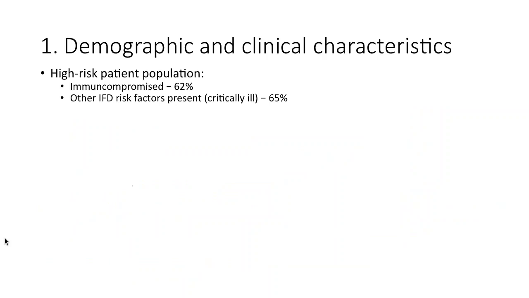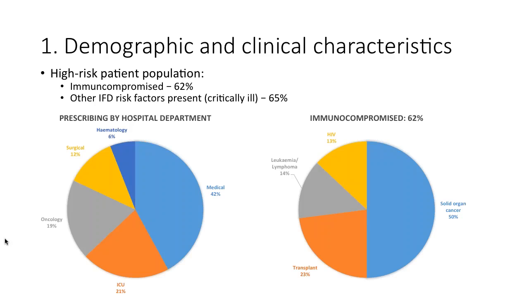So looking at the results, they looked at demographics and clinical characteristics. They were a high-risk patient population in general, and the majority of the patients had at least one risk factor present; they were basically critically ill. Looking at hospital departments, medical departments were clear users of antifungals, and it wasn't clear how they defined what medical units were included in that. Was it infectious diseases, transplant groups, or were they included in surgical departments? It was a little bit unclear.